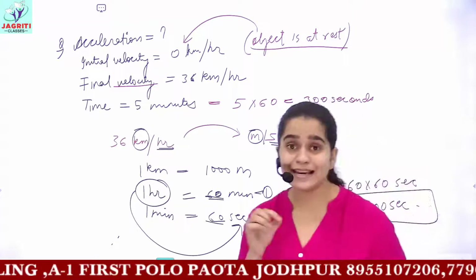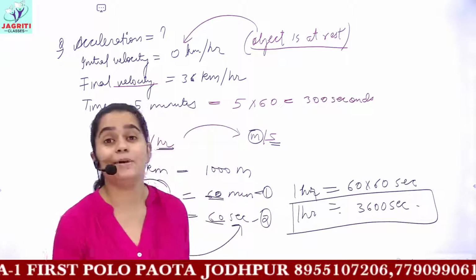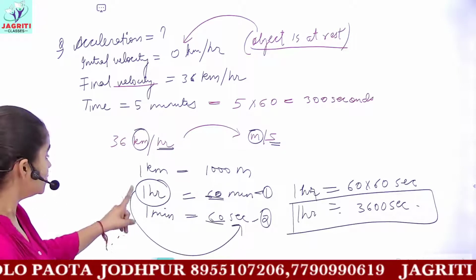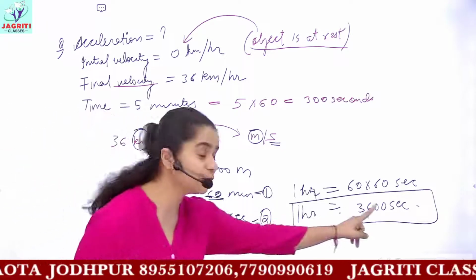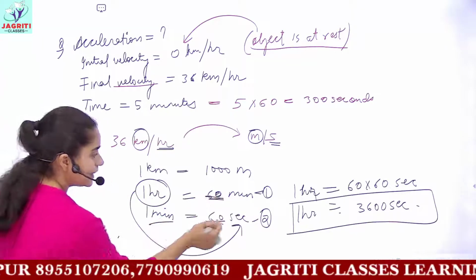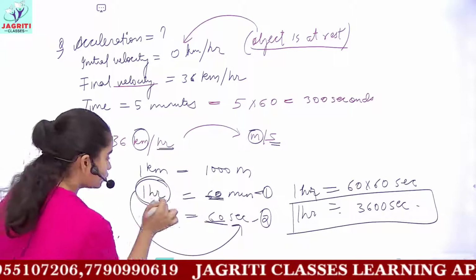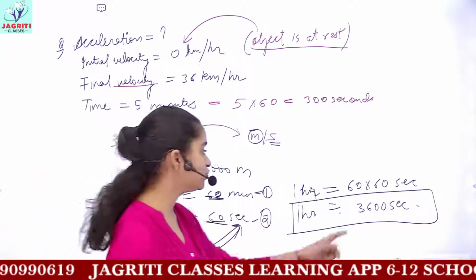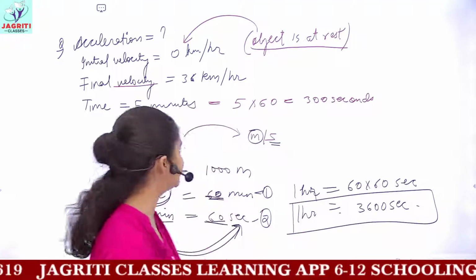Everything I am telling you from just the base, because I need you to clear all your concepts, okay? So here, how is 1 hour equal to 3600 seconds? Because 1 hour has 60 minutes, 1 minute has 60 seconds. In turn, to convert 1 hour into seconds, you would get 60 into 60, which would be 3600 seconds.